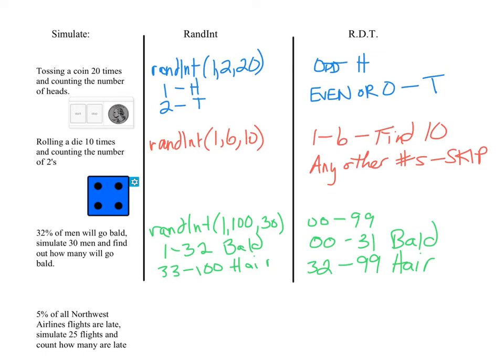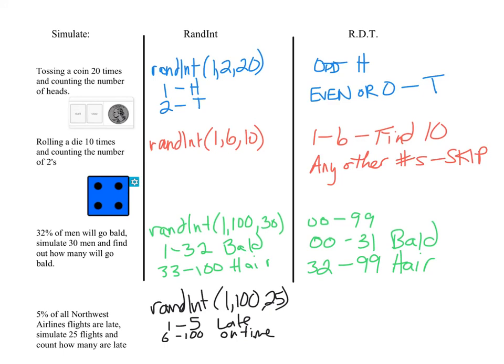5% of all Northwest Airlines flights are late. Simulate 25 flights. So again, on the calculator, doing a percent, we just do rand int 1, 100, 25 flights. And you'd say, well, 1 through 5 is late. And 6 to 100 is on time.